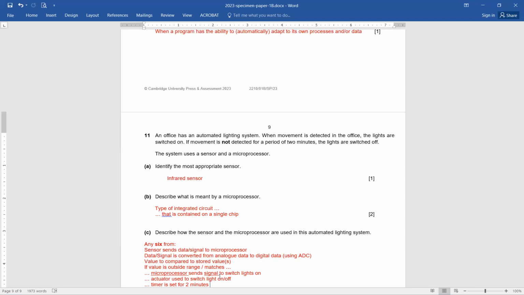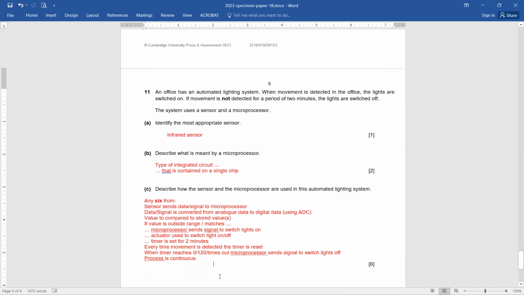Describe what is meant by a microprocessor. Type of integrated circuit that is contained on a single chip. So if a student has written the definition of a microprocessor properly, he will be able to score 2 out of 2 if he has written the answer in the form of 2 valid points. This was simple. I hope that there is no problem.